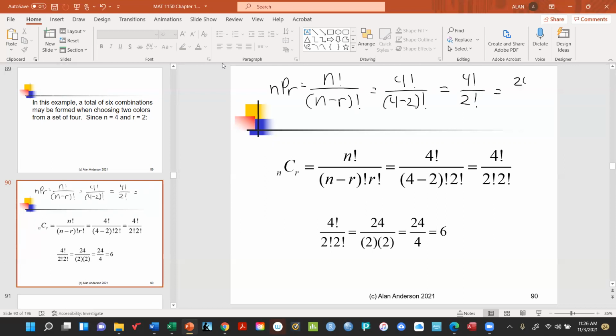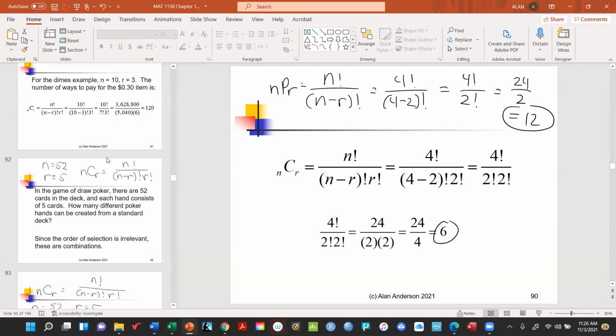So 4 factorial is 24, and 2 factorial is 2. And yes, if the order had mattered, then we would have had 12 choices. But when the order does not matter, we have 6. All right, so that's the only difference between the two.